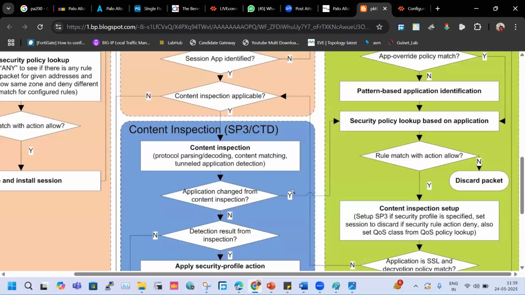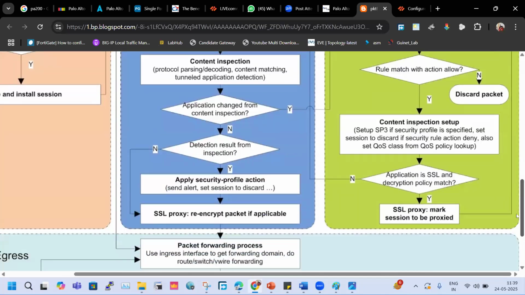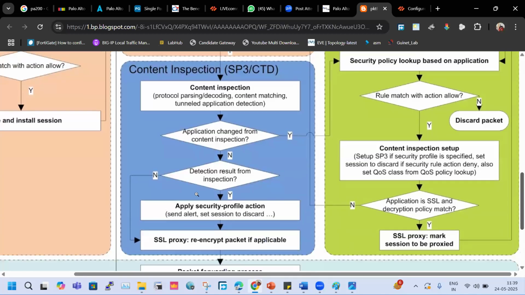Is it clear? One question. Application change from content inspection: if yes, then move through the security policy lookup; if no, then discard the result from the inspection. Can you explain what is the application change from content inspection? Yeah, that's what I was telling you. Once any user goes to facebook.com and tries to access different things inside it, like games and chat, what happens?